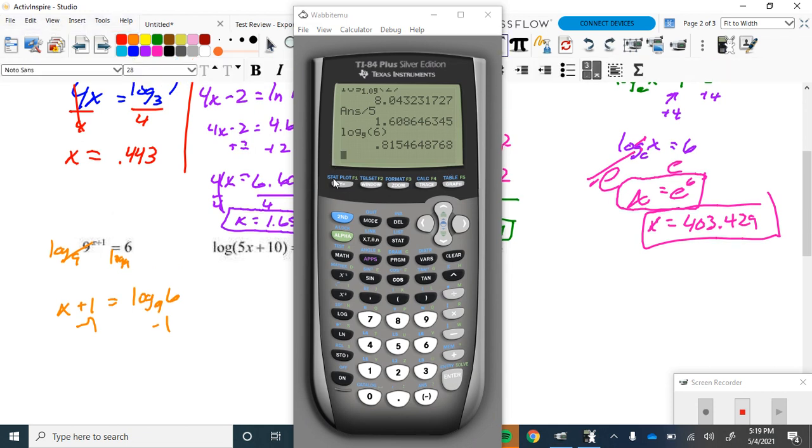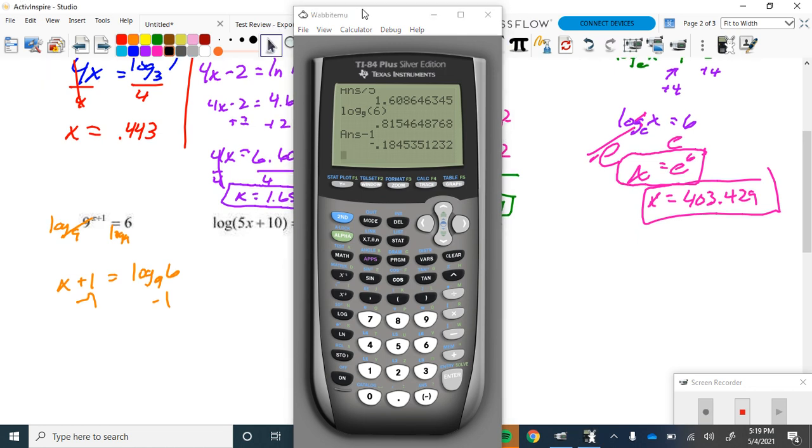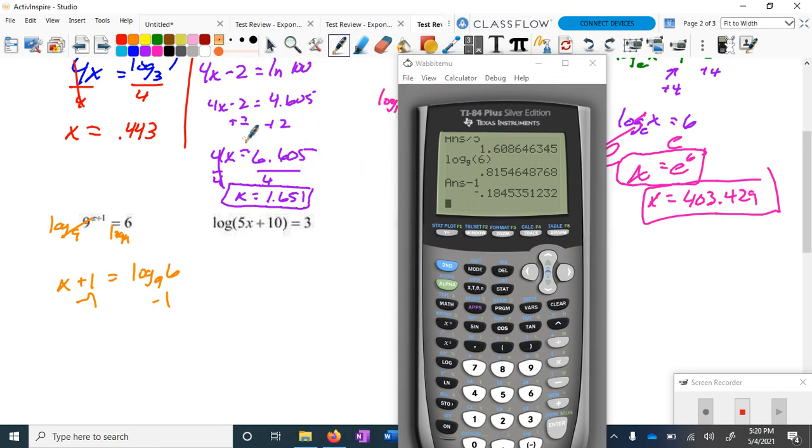Minus 1 to that answer, and I get x equals negative 0.185. Okay. All right, let's do this last couple here.